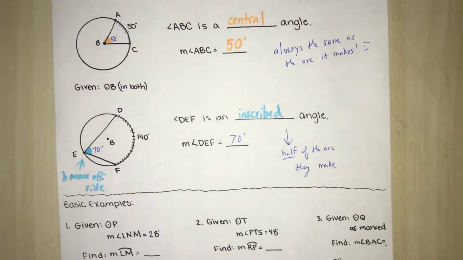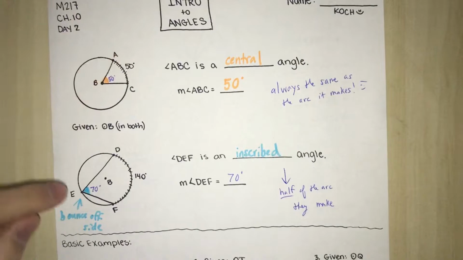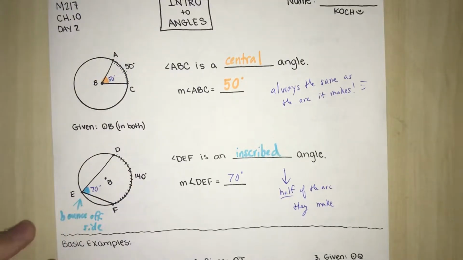Those are the 2 types of angles that we're going to be talking about today, the central angle and the inscribed angle. Really not a lot of work: central is the same as the arc, inscribed is half of the arc. Gorgeous. Let's go on to some examples.